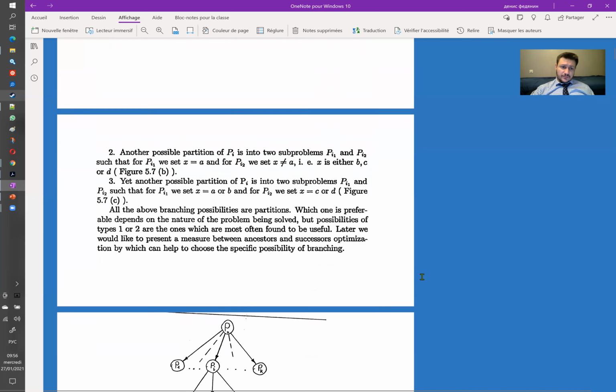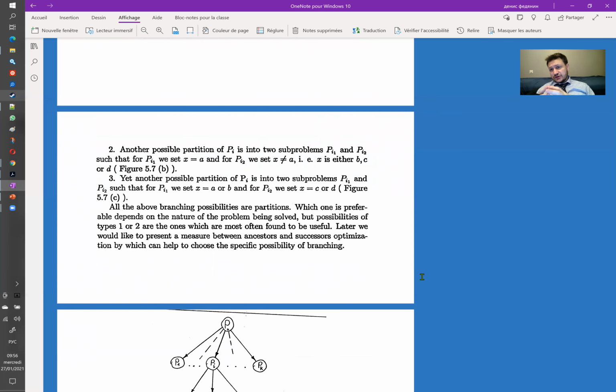And the third one, we can have another partition. So for x, for example, the one branch is x equals a or b, and another branch is x equals c or d. It's also possible to consider this, but usually people choose the first and the second variant.